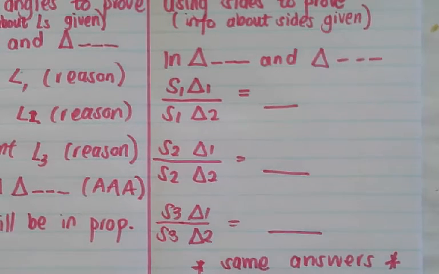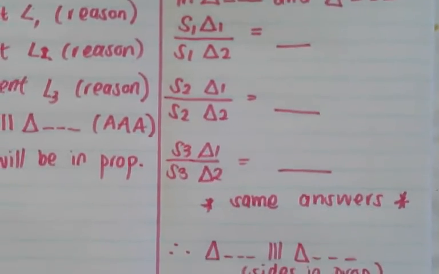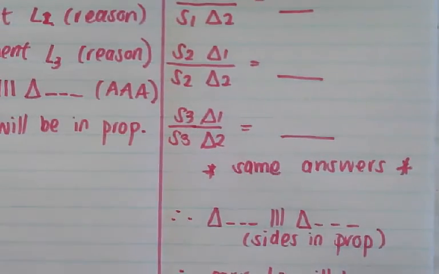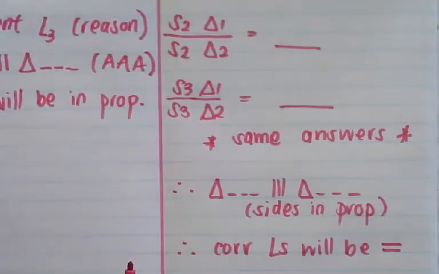Okay, moving up. Therefore, triangle 1 is similar to triangle 2, using the names obviously. The reason would be sides in proportion. And what can we conclude from that? That corresponding angles will be equal.